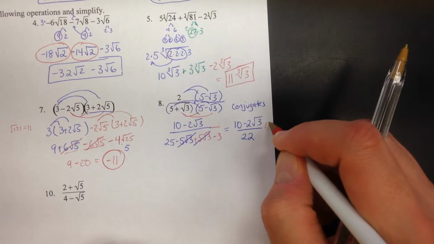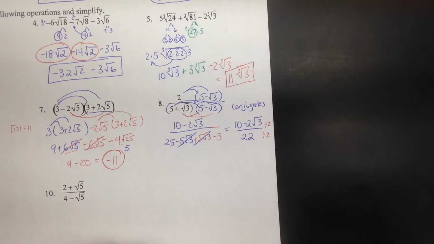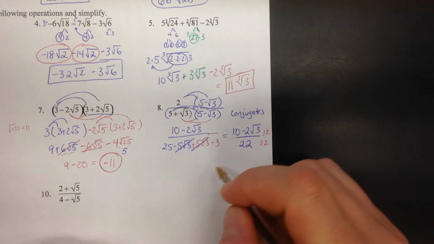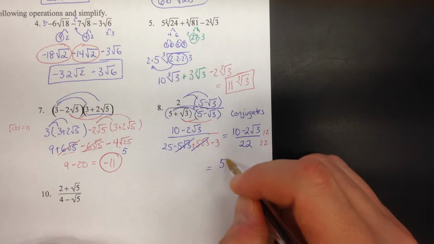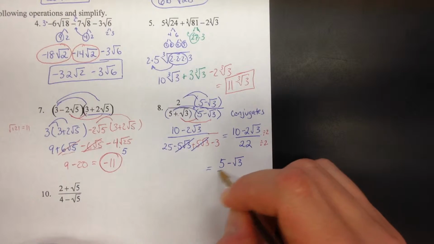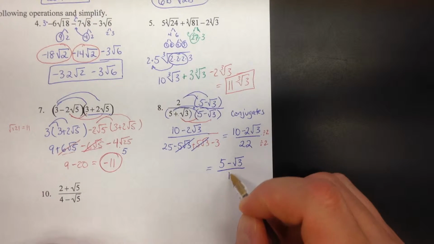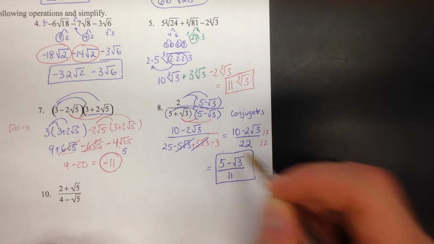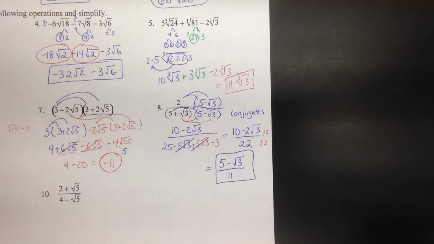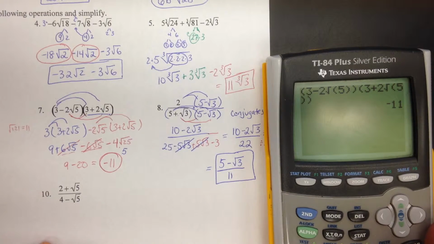So what we'll do is we'll divide the top and the bottom both by 2. And what that gives us is 5 minus 1 root 3. We'll just write minus root 3 all over 22 divided by 2 is 11. That is a good answer right there. Now again, you can check.